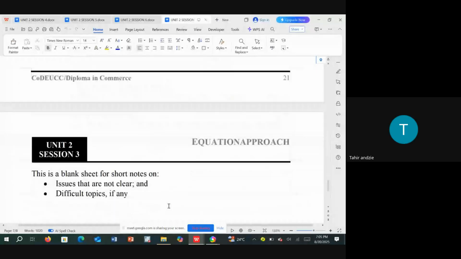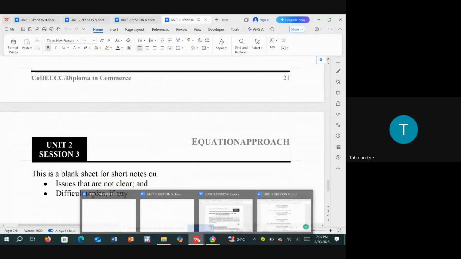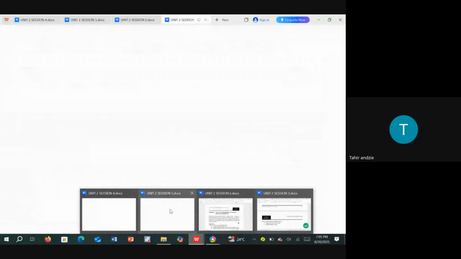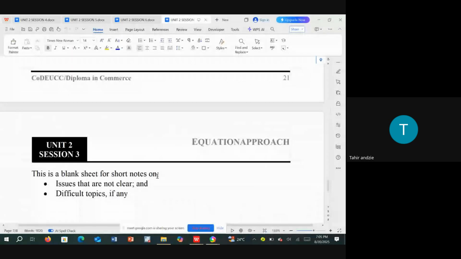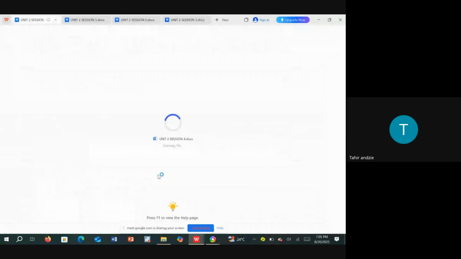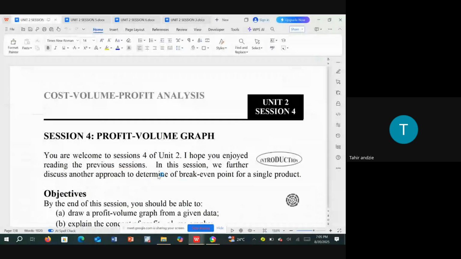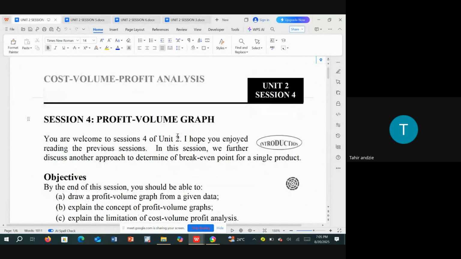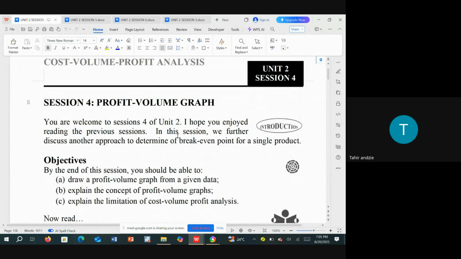Very good. So let's move on. Any other question? Anyone with a problem with the ones he has gone through? So now let's look at the... have you seen unit 4, session 4? Yes, sir.